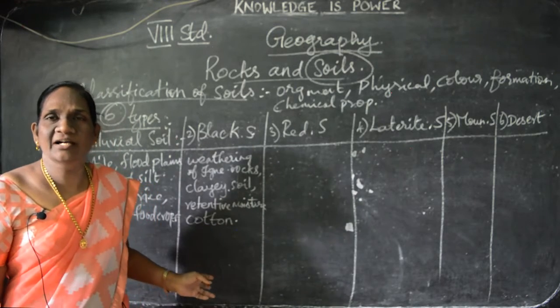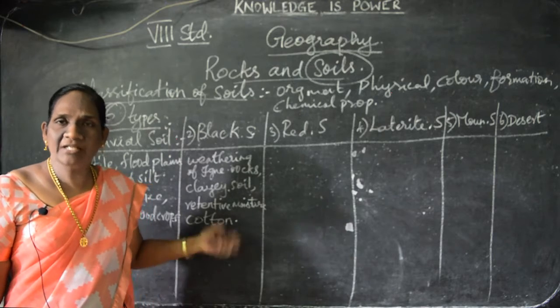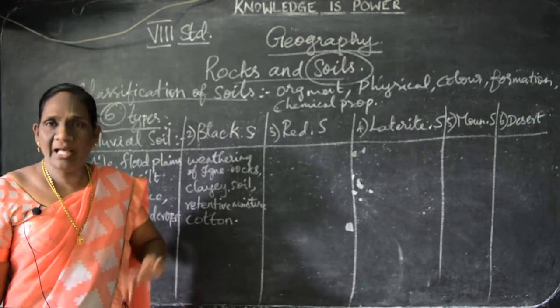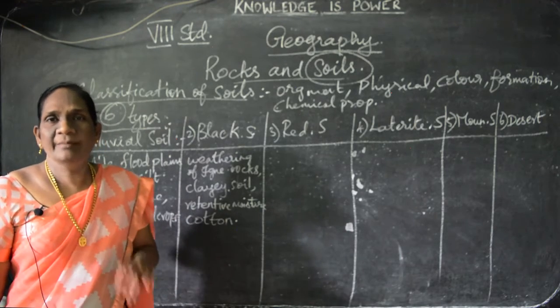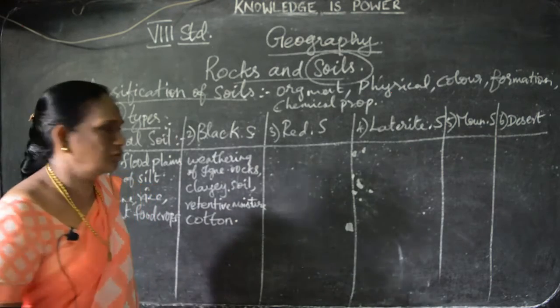It is not in your book, but you just understand, you have to know black soil is otherwise called black cotton soil. Why? Because it is very much useful for the cultivation of cotton, the crop cotton.